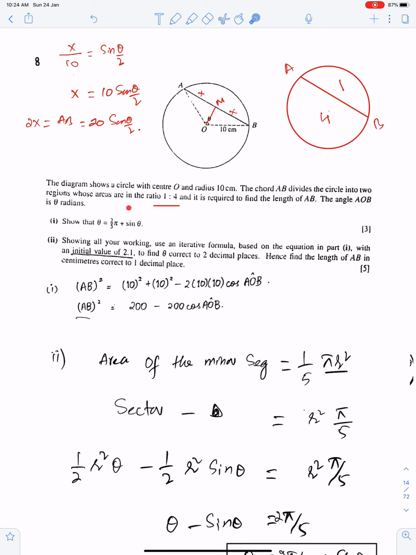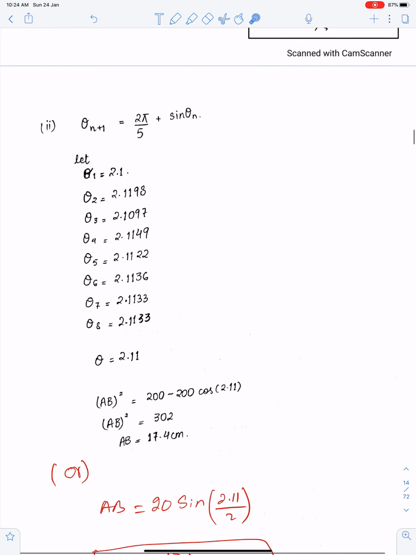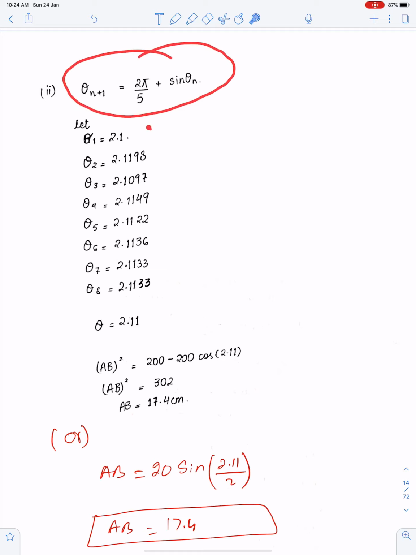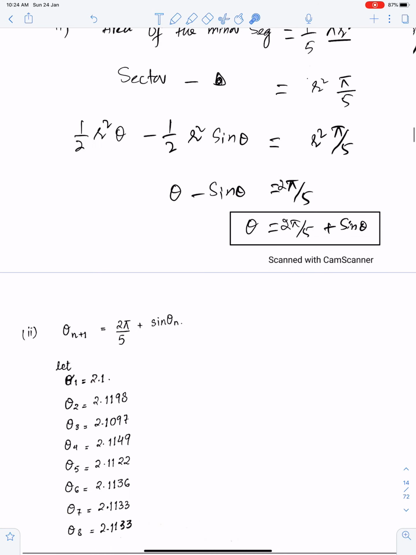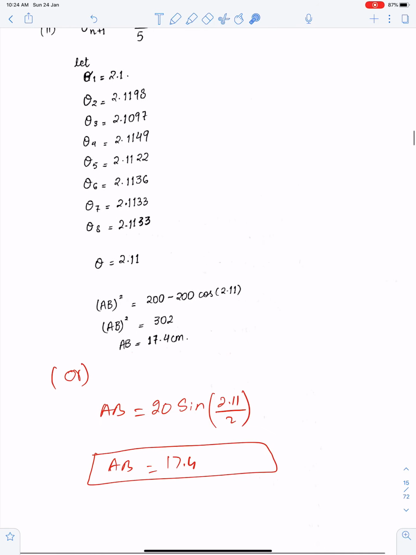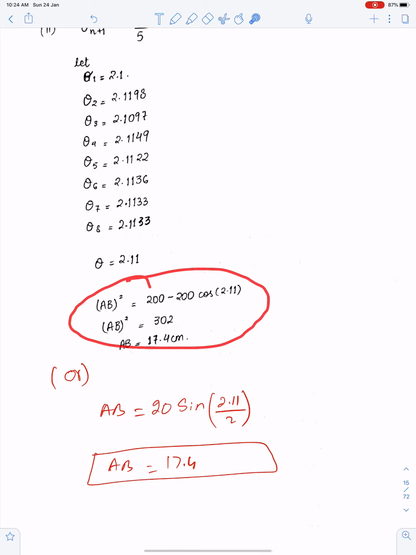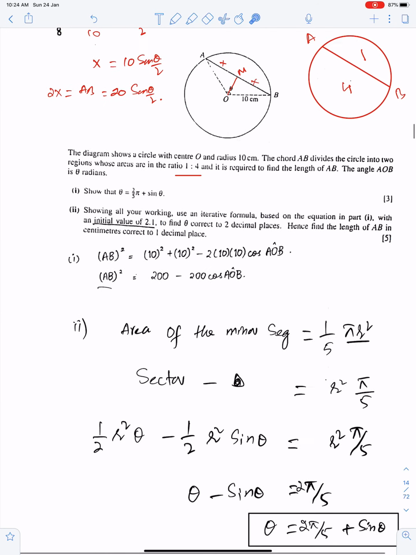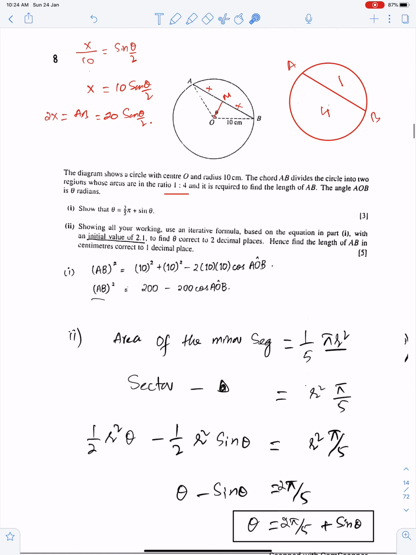Well, you have to convert this into an iterative formula and start the iteration with 2.1. So this is the iterative formula and the initial value is 2.1. This is the answer, 2.11, and the question is to find the value of AB. You have the option of substituting theta here or here. Method 1 is by using the cosine rule, and this is method 2. If you want to take a screenshot of this question, you can.